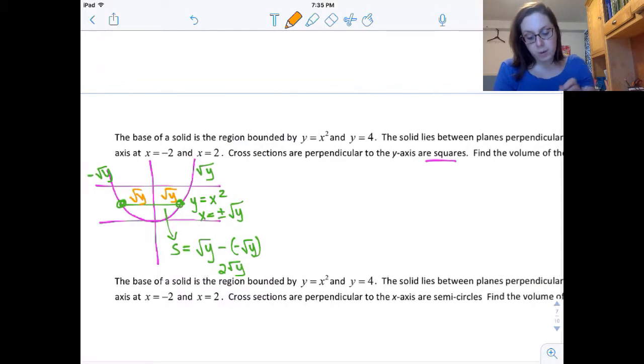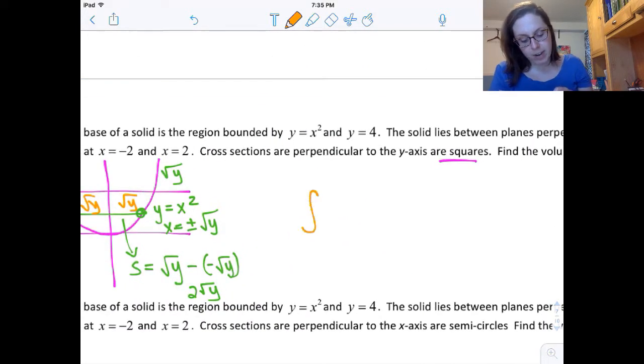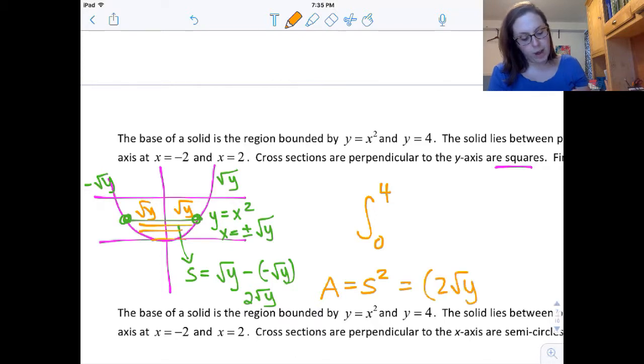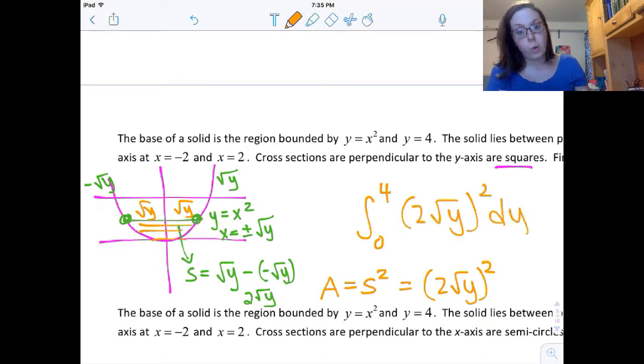So now I'm integrating. And when I integrate, because I'm going this way, I'm going to use my y value. So I'm going 0 to 4 of the area of a square, which is side squared, which is 2 radical y squared. So I'm integrating that, dy. Again, we're setting up, we're not really solving.